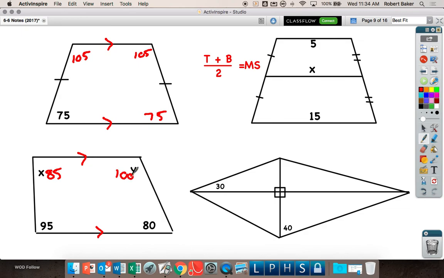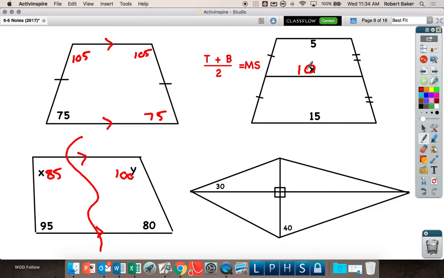In a regular trapezoid, there's a wall that goes right here. Now on the test, when it looks like that, it says what is the value of x? What is the mid-segment of that trapezoid? Top plus bottom divided by 2 equals the mid-segment. So 5 plus 15 is 20. 20 divided by 2 is 10.